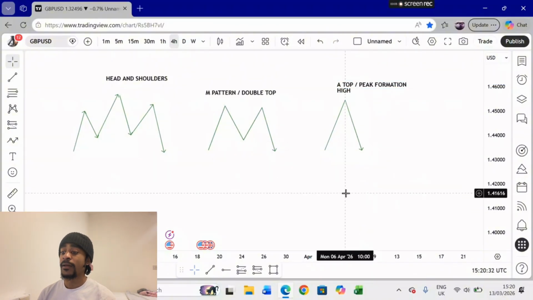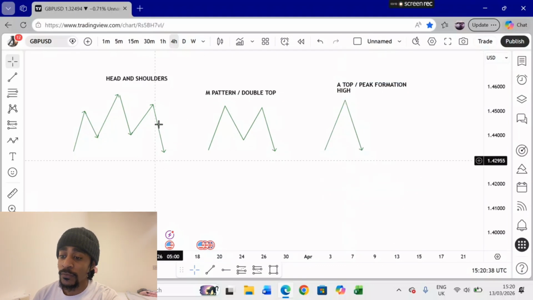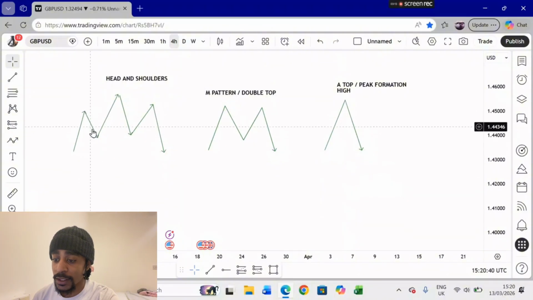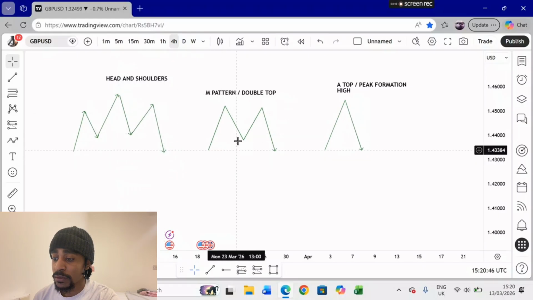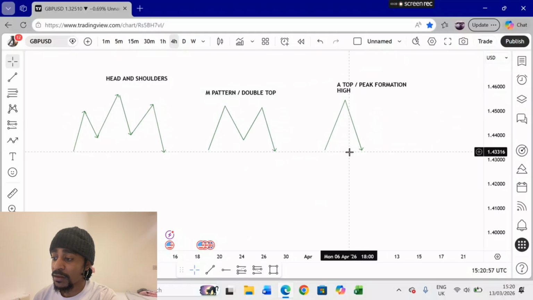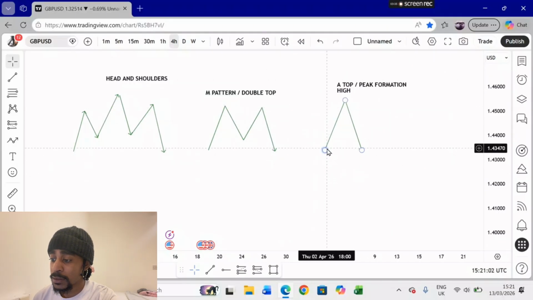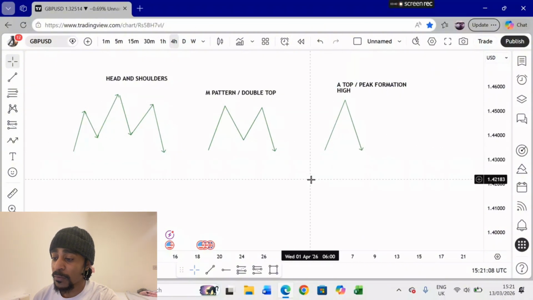So these are the 3 patterns that we're going to be covering, and these are chart patterns. The first one is head and shoulders. We've got the left shoulder, the head, and then the right shoulder. The next one is the M pattern. It's just a peak formation high, a retest of that peak formation high, to then drop all the way back down to create an M. And then this is a double top, or peak formation high. Peak formation high is when the market just goes up to a certain level and then completely reverses from that level. These are the 3 patterns that we're going to be looking at today.